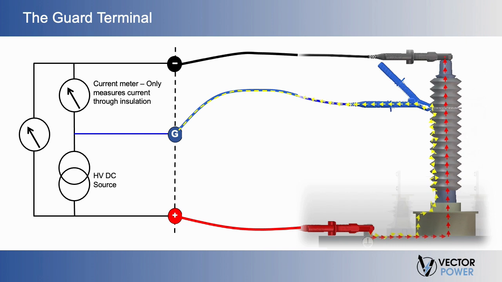The guard is a shunt circuit that diverts surface leakage current around the measurement function. If parallel leakage paths exist, a guard connection will eliminate those from the measurement and give a more precise reading of the leakage between the remaining elements.